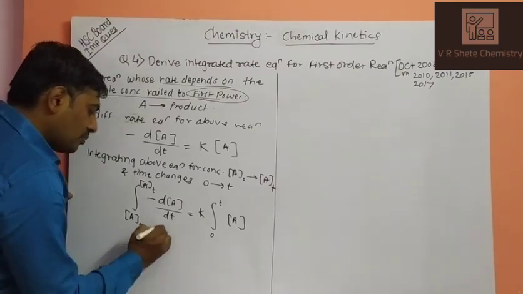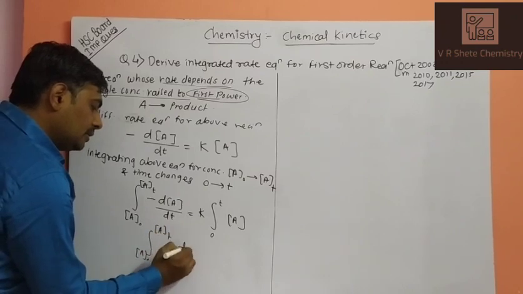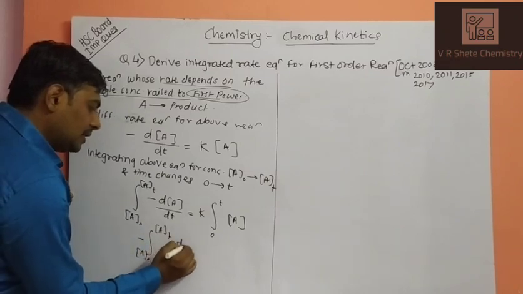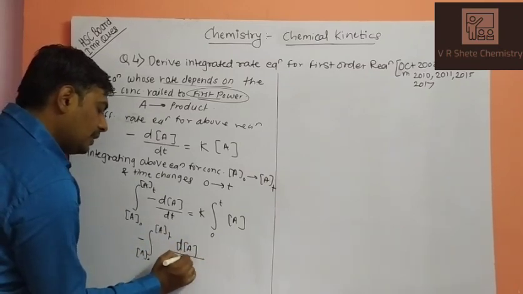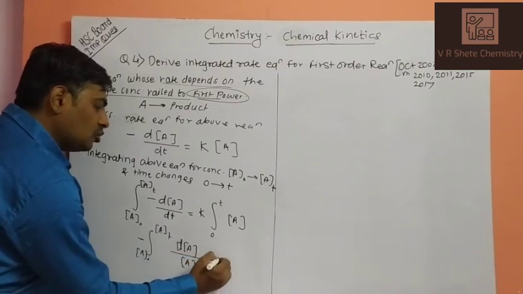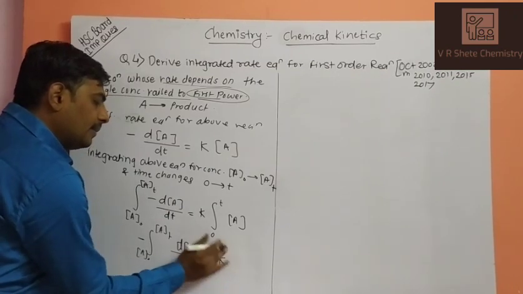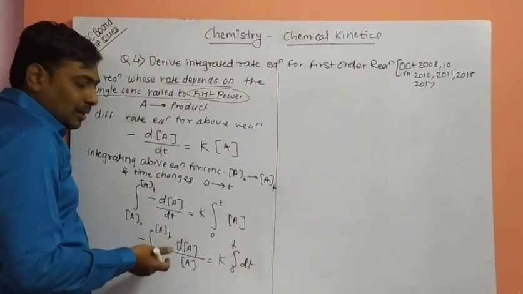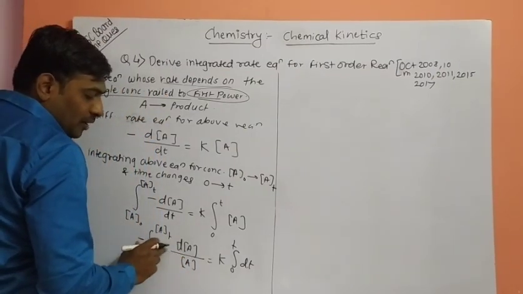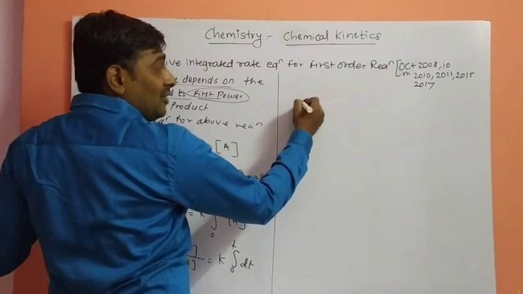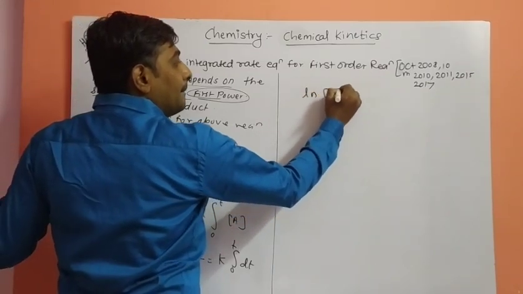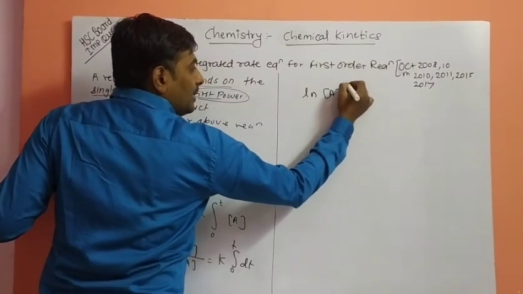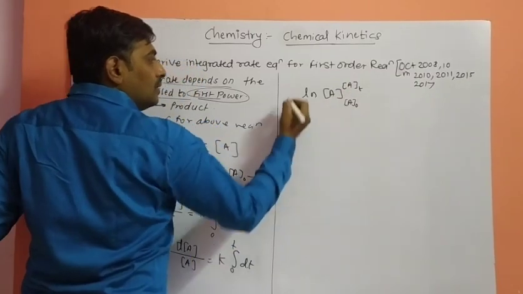A0 to At, the minus sign will be as it is. Change in concentration of A per unit concentration of A is equal to k integrating dt from 0 to t. So take the integration of these two terms. What will we get? Integration of dA upon A is ln of A. This is the law of integration, with limits 0 to t.